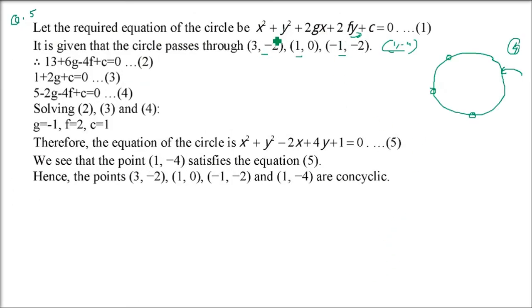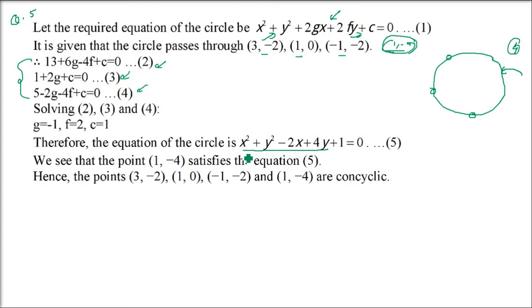Here we will put 1, -4. When you put x and y as 3 and -2, the first equation comes. When we put 1 and 0, the third equation comes. When we put -1 and -2, the fourth equation comes. We solve these equations and get g, f and c. Now put it in x square plus y square plus 2gx plus 2fy plus c, with g as -1, f as 2 and c as 1.